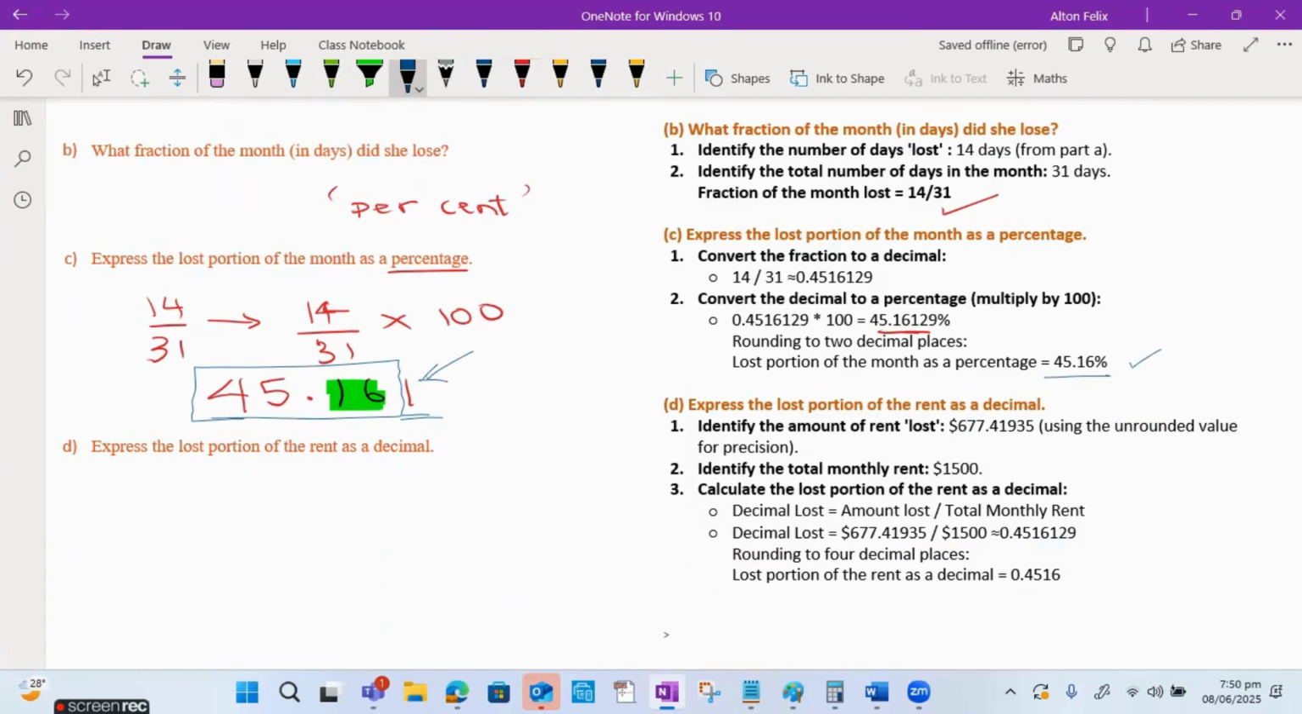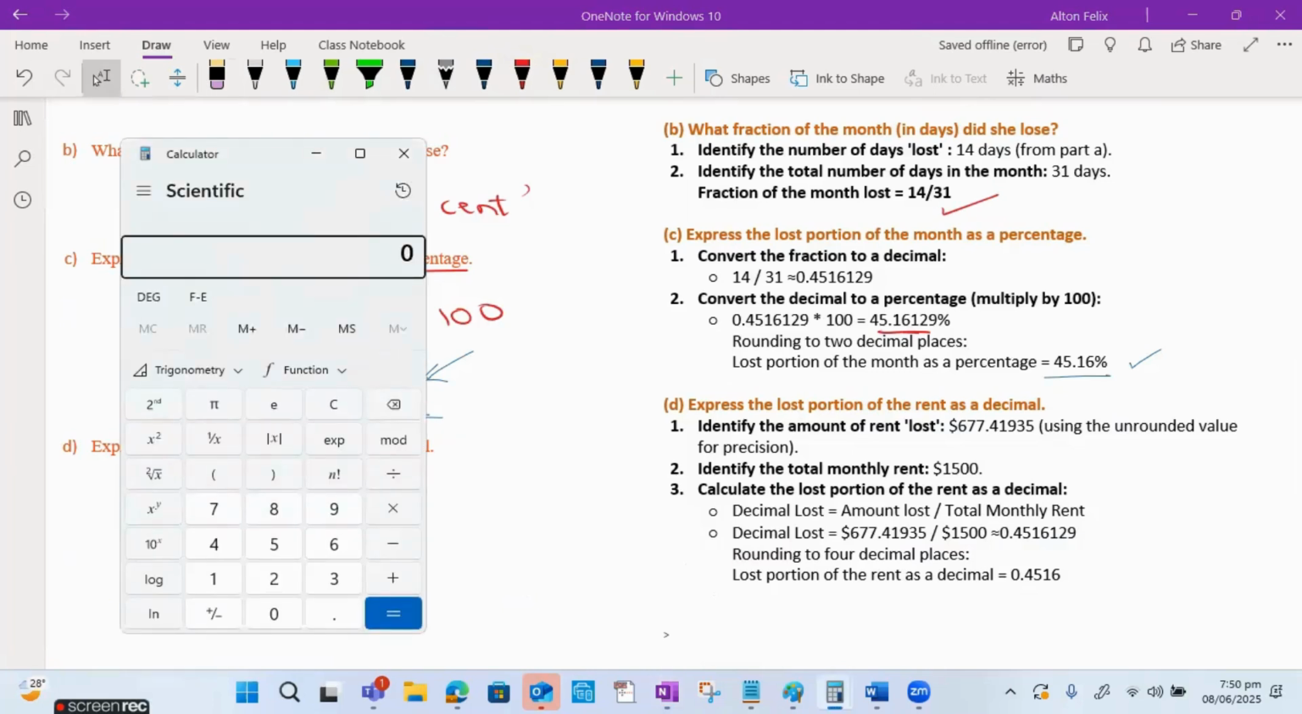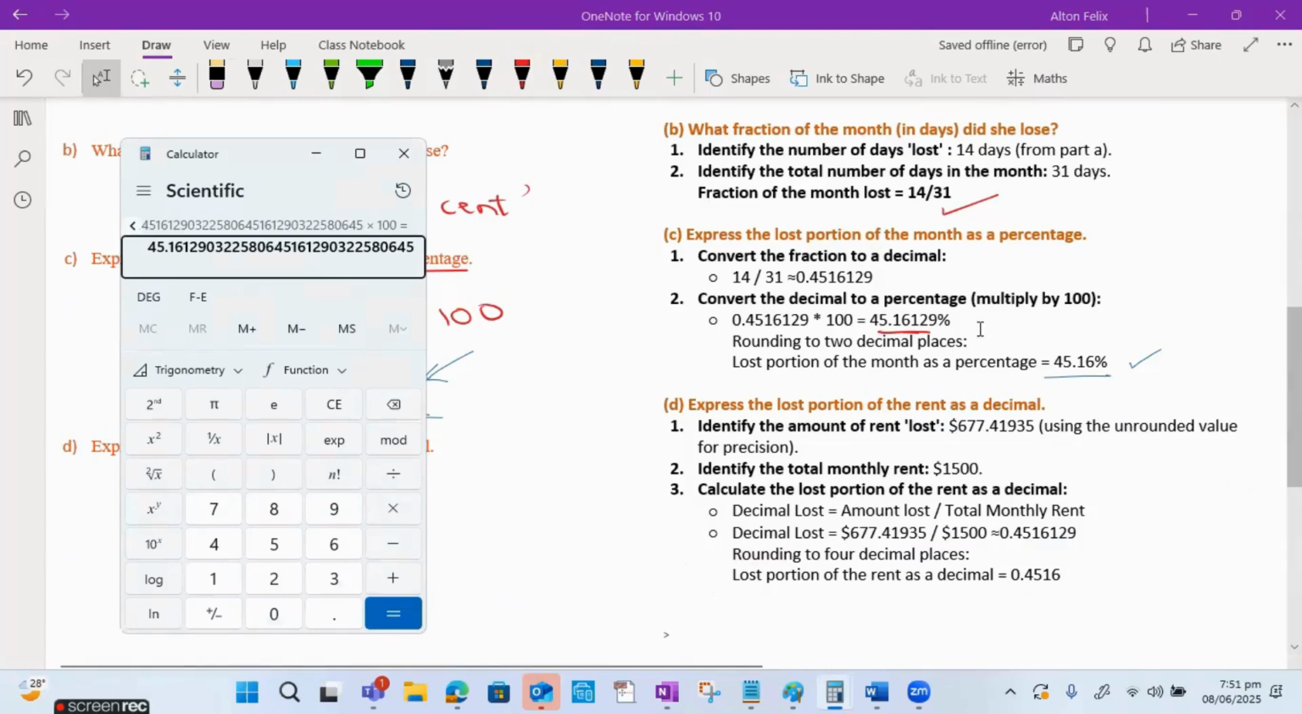45.16%. Well done, Jerry. Now, notice what Jerry also did as an alternative to working 14 out of 31 multiplied by 100. Jerry first expressed 14 out of 31 as a decimal. And again, the calculator will ably assist with this working as well. You simply take 14 divided by 31, and that's your answer. And then you multiply that by 100 to get your percentage. And that will give us the final answer of 45.16, corrected to 2 decimal places.